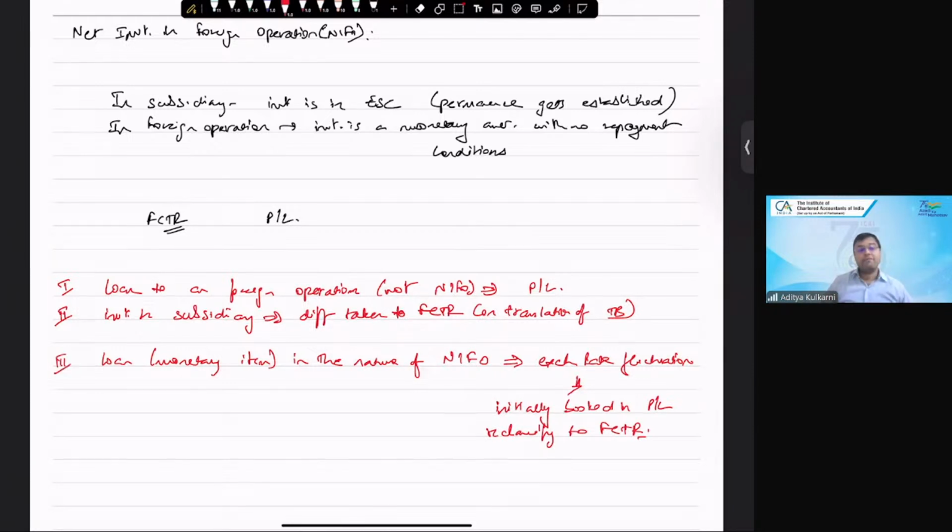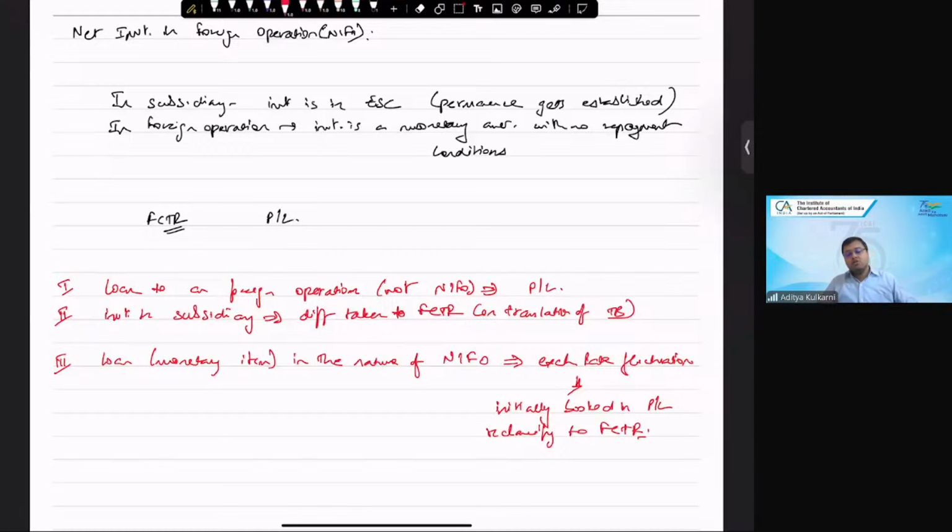Third case, I have given a loan, but there are no repayment terms or no settlement terms. So in effect, is it a loan? Answer is no. It's in effect not a loan. It is only a transaction where you have made an investment, but it is in the color of a loan. So I will not call it a loan. I call it a net investment in foreign operation.